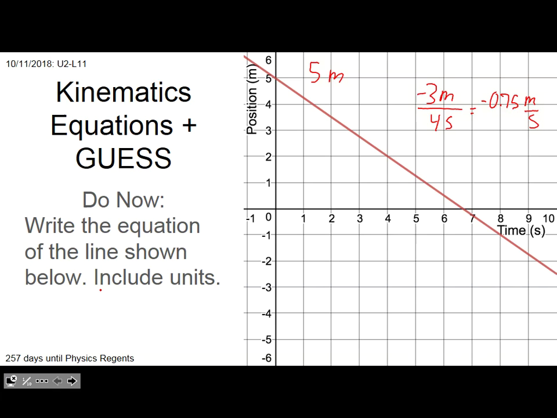Yesterday, the position was meters per second. Why was the units yesterday different than the units today? Right, because today we are doing position versus time, and yesterday we were doing velocity versus time. Okay, awesome. Now we know, what should the equation of the graph look like?